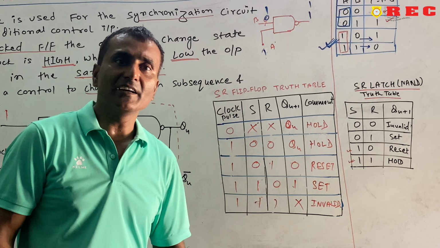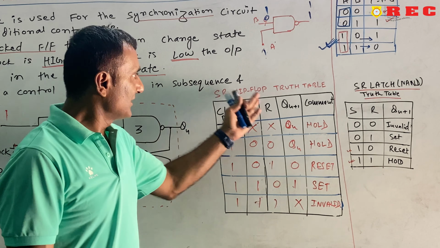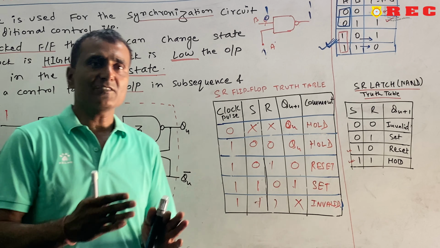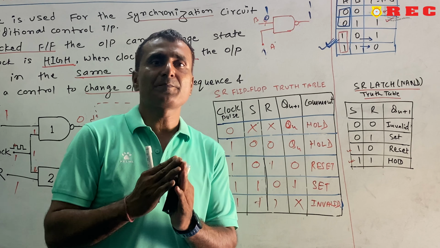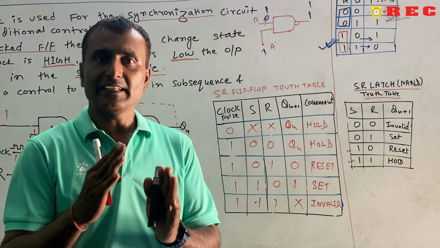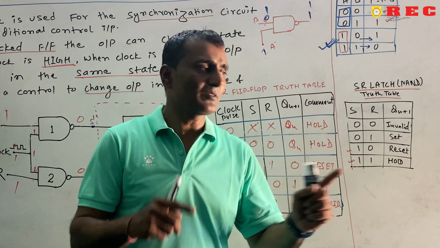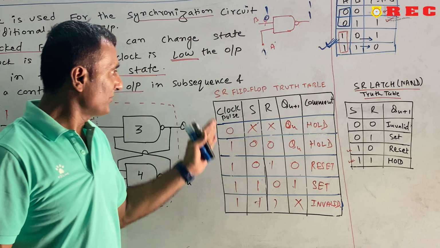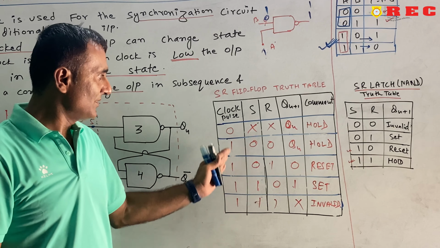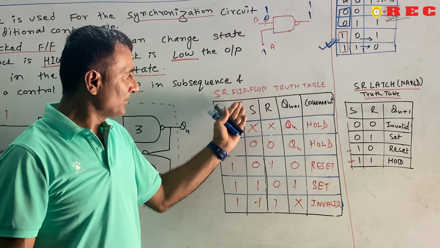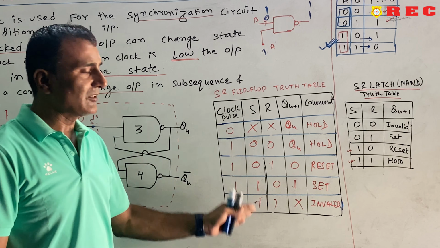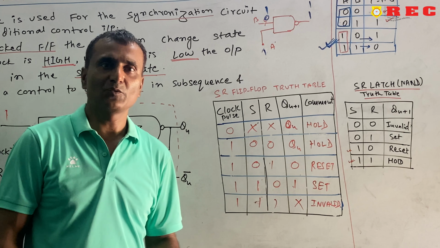Now, we will learn SR flip flop using NOR gate, and we will see the difference from the SR latch. You have seen that in SR latch using the NOR gate and SR latch using the NAND gate, the truth table was totally inverse. But in this flip flop, when the clock is applied here, by the help of NAND gate or NOR gate, the table will become the same. So, we will see in the next lecture.